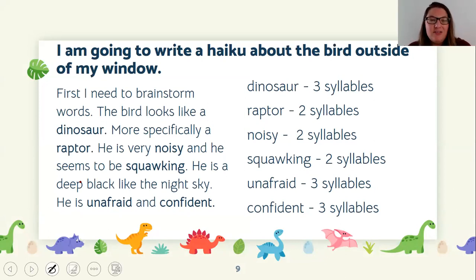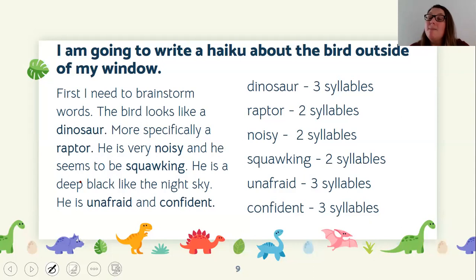So the bird kind of looks like a dinosaur, maybe a raptor. So he's pretty noisy and squawking. I don't know if you guys can hear the squawk. Maybe you heard that. I certainly did. And then he's deep black like the night sky, so that's very descriptive. And he's unafraid and confident. He comes right up to my window, even if I'm standing right there, and he's just like, hey, Miss K, I'm here. And then I'm a little bit like, oh, I don't really like birds that much. So yeah, it's not a good time.